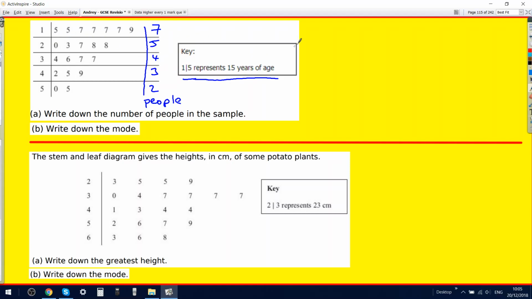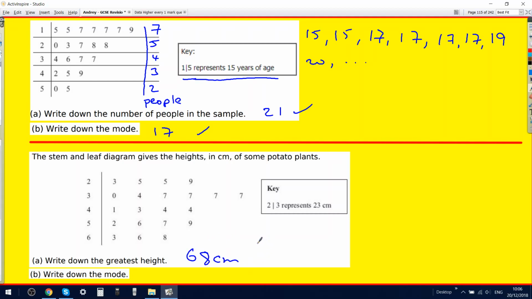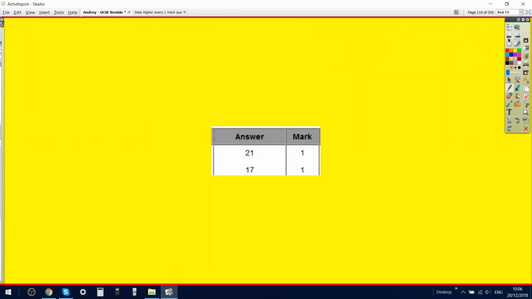If you were to write these out the long way, it would be 15, 15, 17, 17, and so on. If you wrote it out the long way, what would be the mode? The mode would probably be 17. So it's like the modal age is 17 years old. Yes. Okay. The one underneath. So is the greatest height 68 centimeters? Well done. Mode. 37. That's it. And that was the other one.